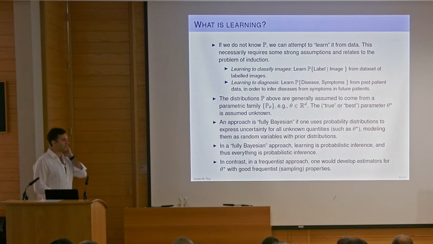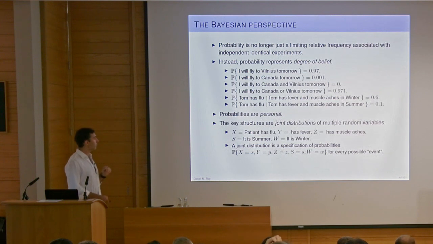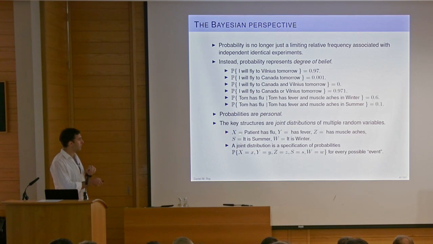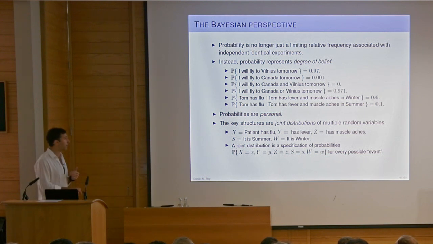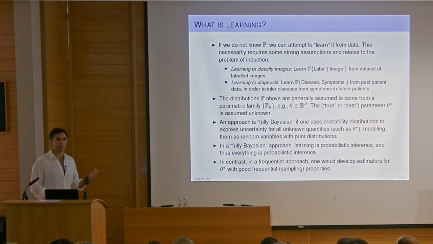But if you think about IID data, that kind of setting, then you could say, I'm going to be dealing with many patients and symptoms. If I knew the true distribution, then I could answer all sorts of questions. I could perform all number of inferences. But maybe I don't know P. So that's a learning problem.